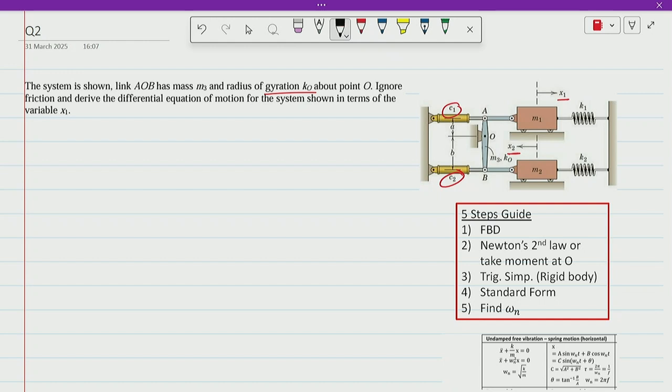So step 1, again, our FBD. With these rigid body problems, they will either tell you to have a small clockwise or counterclockwise rotation at the start. If not, it's fine. The direction of displacement doesn't usually change the response of the system. So we are going to assume a small theta in the clockwise direction.